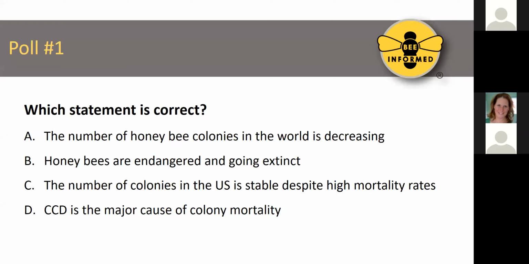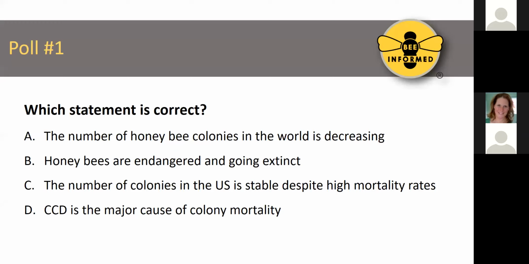All right, so thank you for answering this. We can see that the majority of you have answered correctly, that the number of colonies in the US is stable despite high mortality rates. A few people among you are worried that the honeybees in the world is decreasing, that honeybees are in danger of going extinct, and that CCD is the major cause of colony mortality. Those three statements are wrong, and we will cover all of those in this presentation.